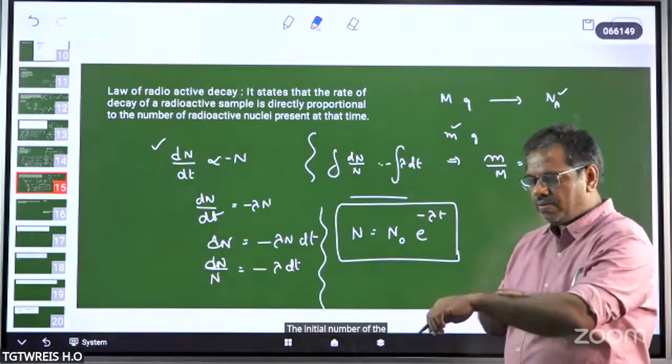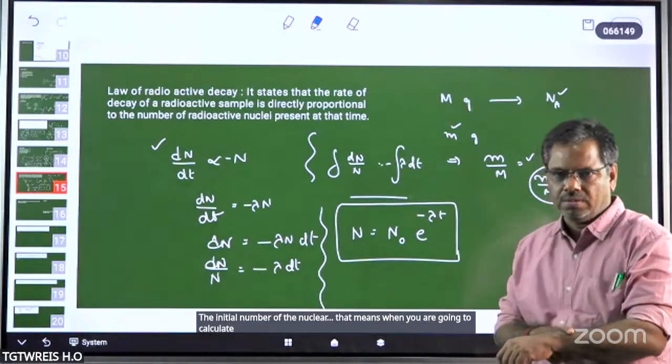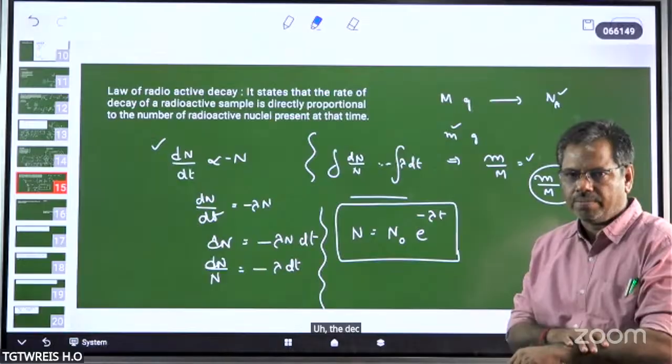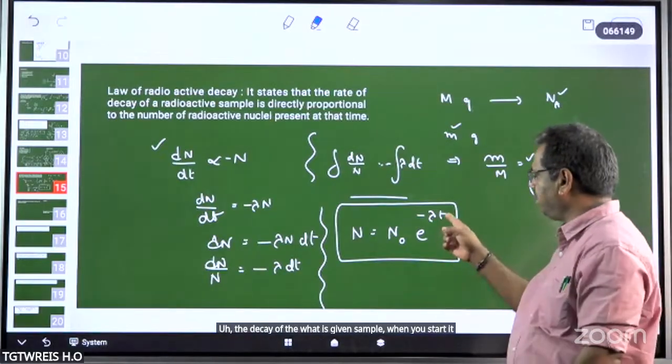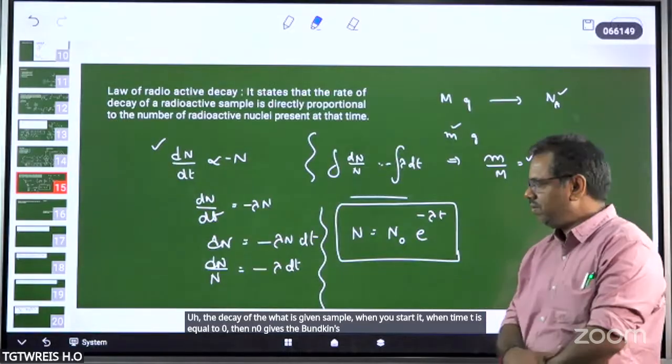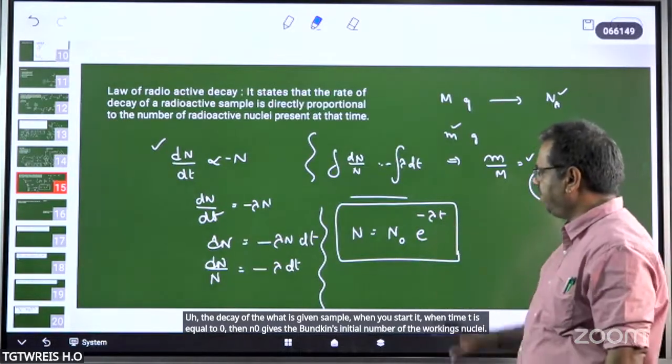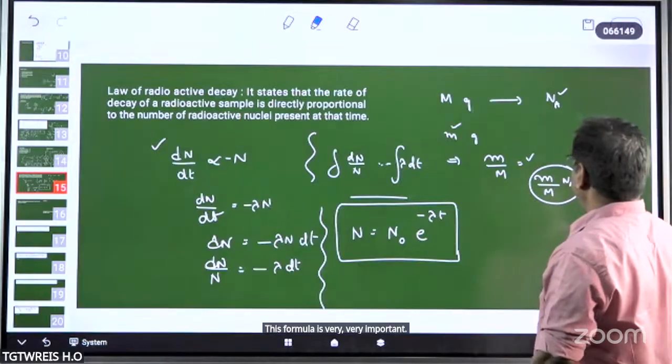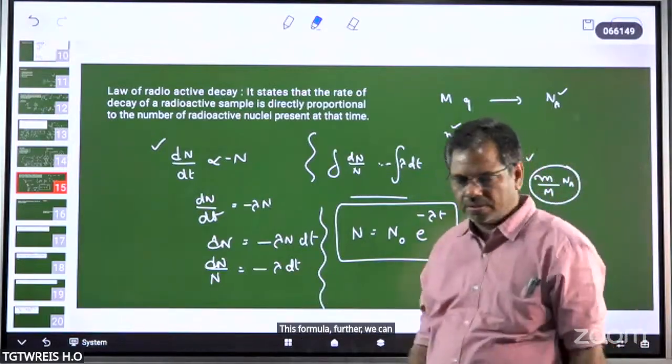That means when you are going to calculate the decay of the given sample, when you started, when time T is equal to 0, then N naught gives the initial number of nuclei. This formula is very, very important. This formula further we can write like this.